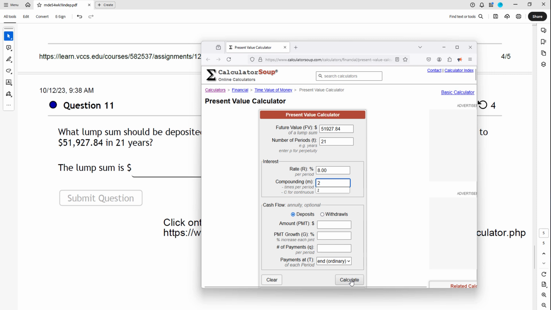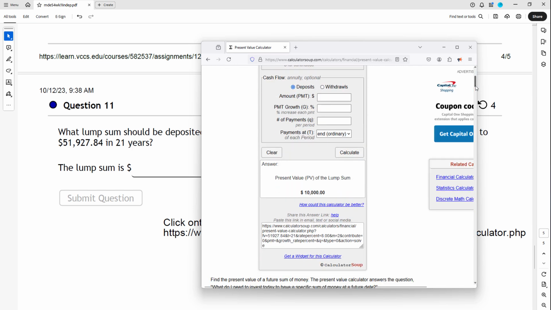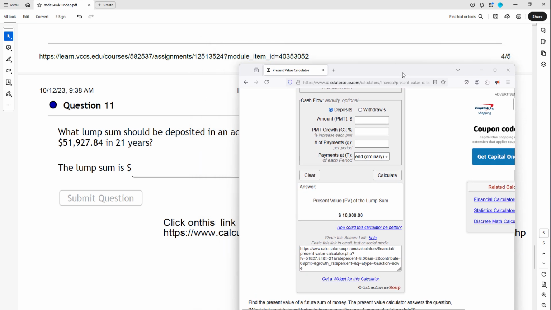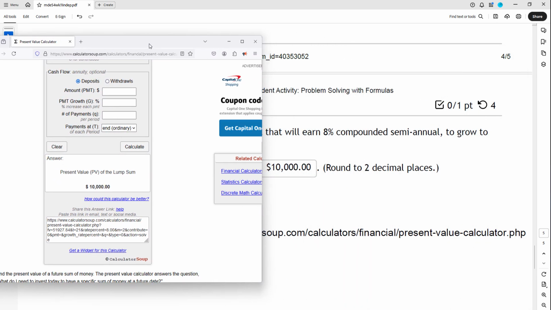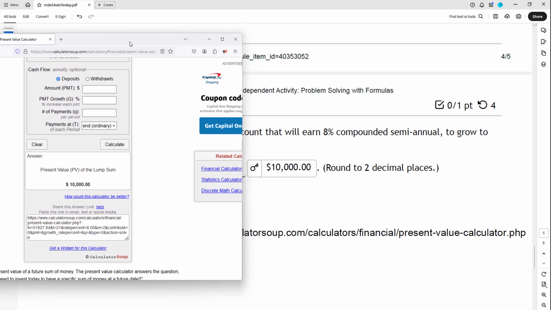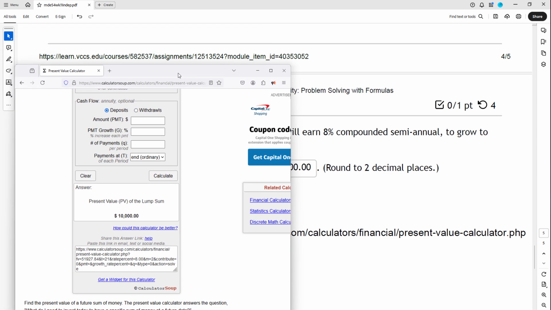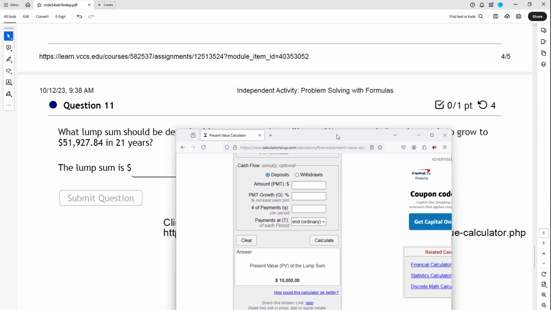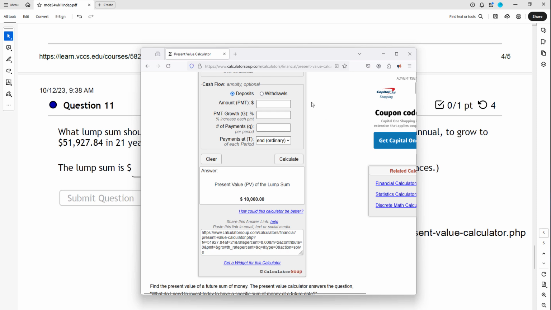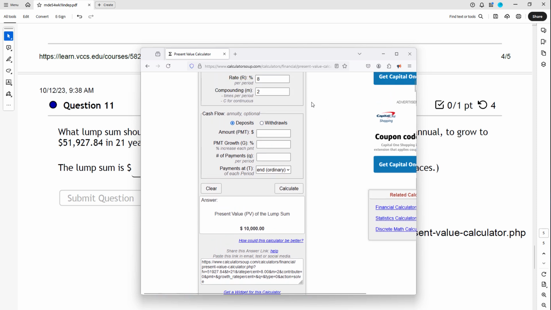And let's see what happens now. I end up with $10,000, and the correct answer is $10,000. See semi-annually there, so n is equal to 2. Compounding periods twice a year.